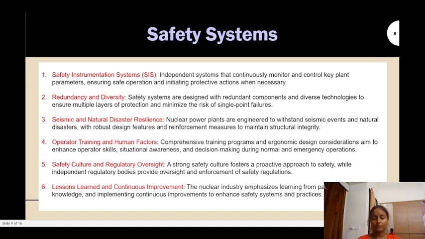Operator training and human factors. Comprehensive training programs and ergonomic design considerations aim to enhance operator skills, situation awareness, and decision making during normal and emergency operations.